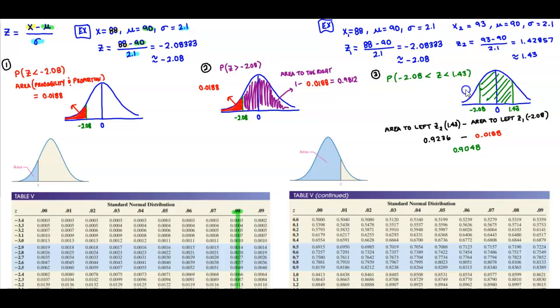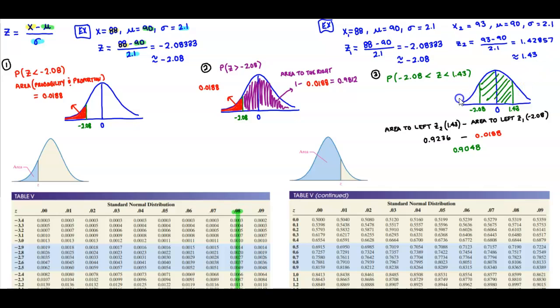And the last thing is, let's say we want to find the area in between two z-scores. So that means we're going to have one x value, which we called 88, and we saw that the first z-score, we're going to call it z-score 1, which is negative 2.08. And let's say I want to find another z-score where the x value, or x2, is going to be 93, using the same mean and the same standard deviation. So we would find that z-score by taking 93, subtracting 90, dividing it by 2.1 to give us 1.42857, which would give us approximately 1.43.